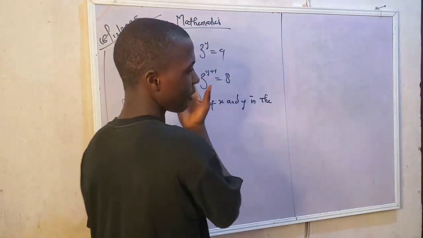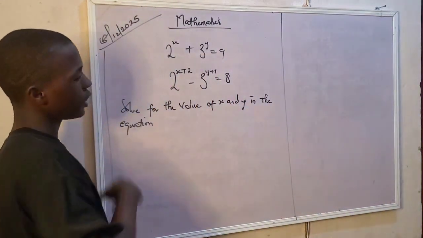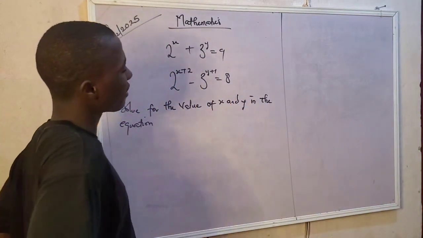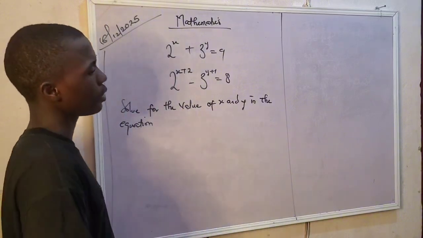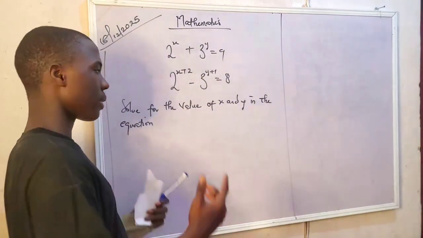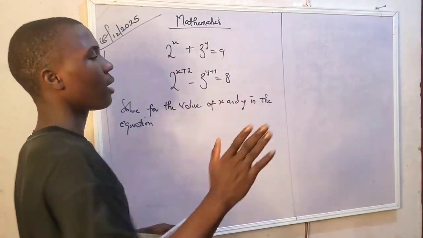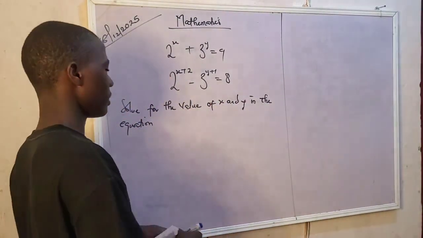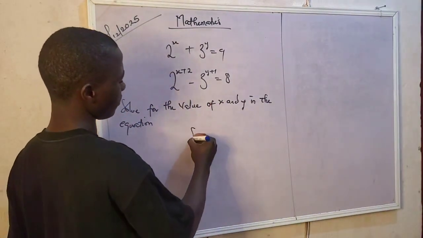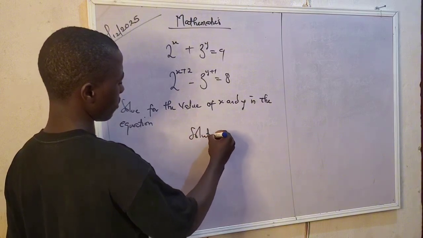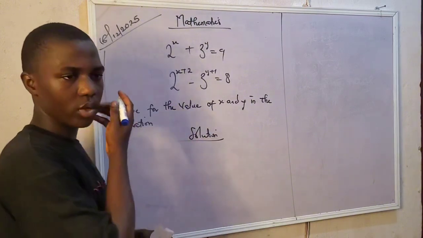Solve for the value of x and y in the equation. So what we're going to be doing here is applying some ideas from the laws of indices, and then we can arrive at our answer. It's easy as that, easy peasy. So now, what do we do?